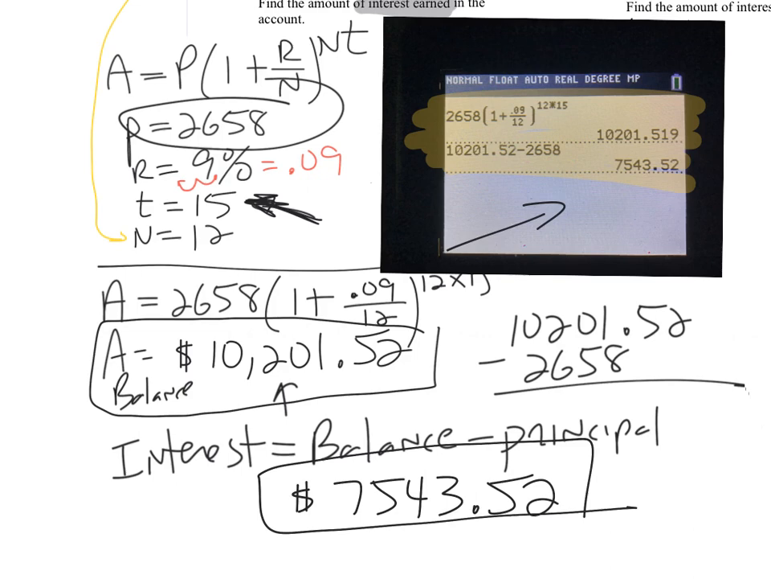So the interest is basically why you open up the bank account. You basically want to keep your money safe, and then you earn interest while putting the money safely in the bank. So you earned an extra $7,543.52. So the interest is how much extra money you make by keeping the money in the account. Let's try one more of those interest problems.